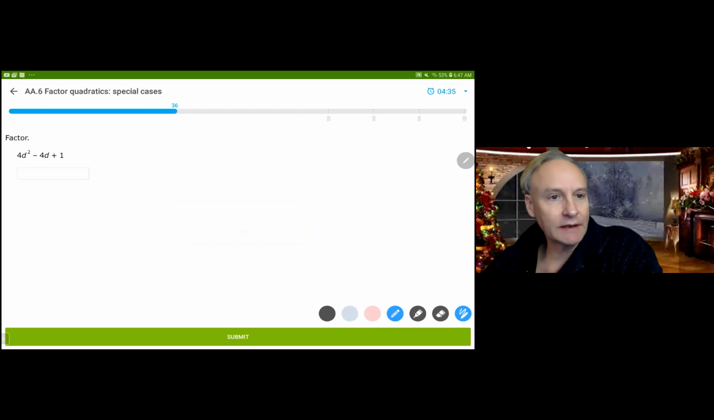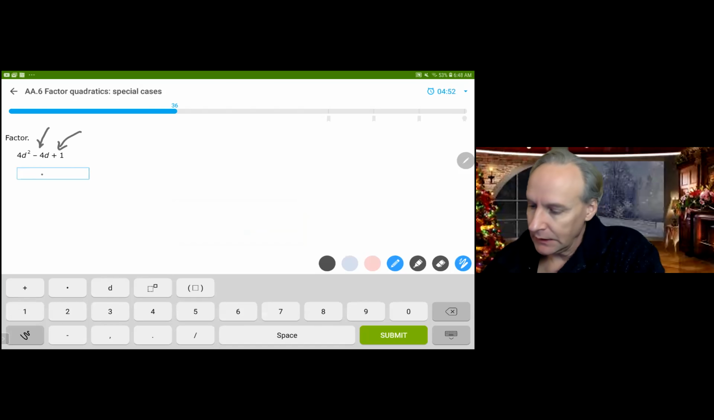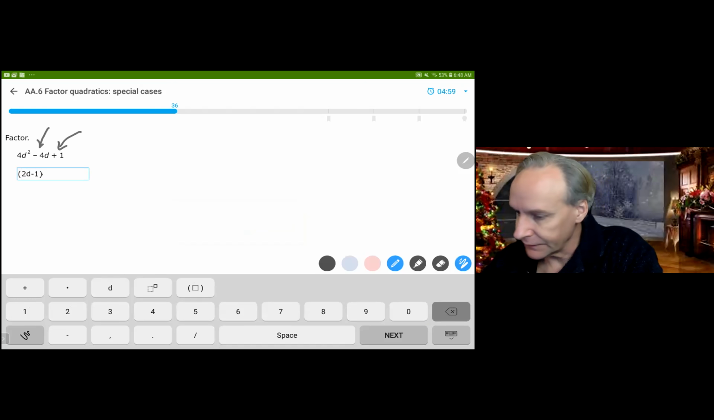And in this one, we're talking about (2d - 1) squared. Notice that even though this is a positive at the end, of course, the middle makes it a perfect square trinomial. I think that's pretty clear. Hopefully you can see where it's coming from. We've got a (2d - 1) squared. I want to put the spaces because sometimes it doesn't recognize it.